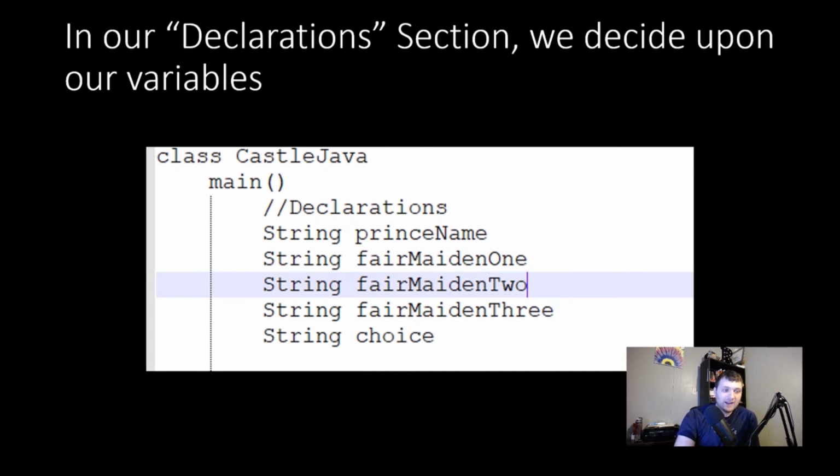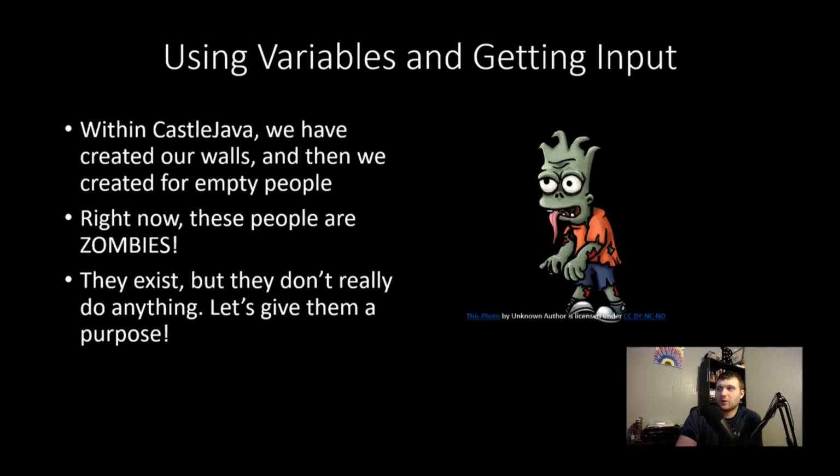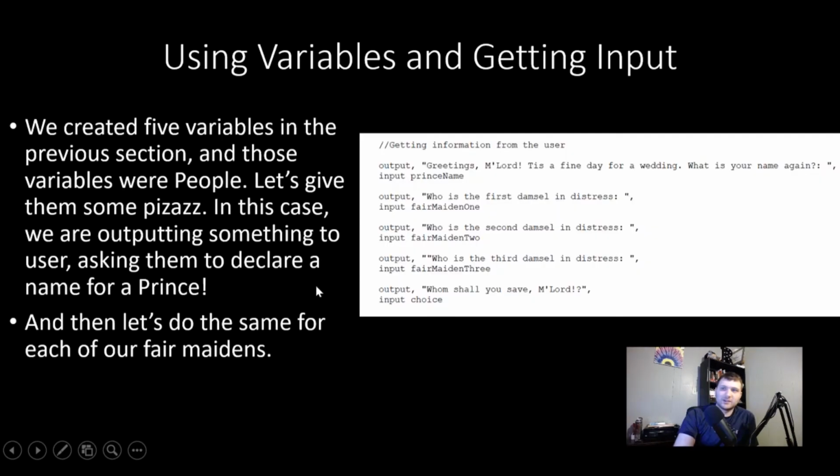We have created objects. We've created things inside our program, but we've only created empty people. We've created a bunch of zombies. They don't have any value to them yet. We need to give them names. We need to give them identities, give them things that we know that they are. So right now, these people are zombies. They exist. They don't really do anything. Let's give them a purpose. And that's what this is for. We created 5 variables. We're going to give them some pizzazz, give them some name, give them some flavor.